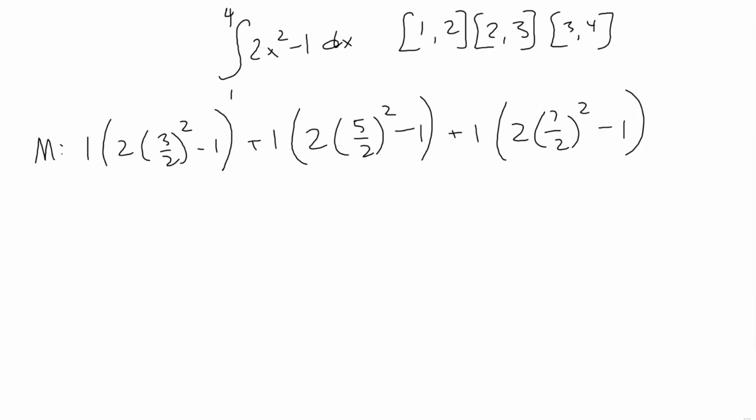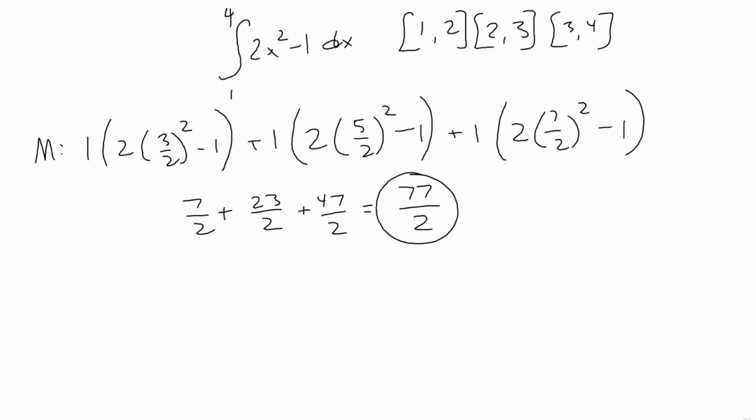So 3 halves squared is 9/4. If we multiply that by 2, that's 9 halves. And 9 halves minus 1 is 7 halves. So we got 7 halves plus, then we have 25/4 times 2 is 25 halves. So when we subtract 1 from that, that ought to be 23 halves. And then the next one would be 49/4 times 2 is 49 halves. Minus the 1 ought to be 47 halves. And if we add all of those together, 47 and 23 is 70, plus another 7 is 77/2.